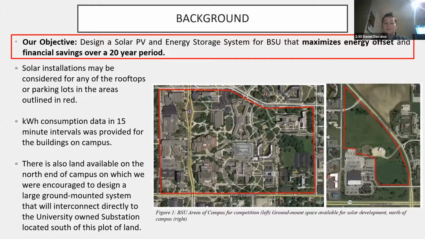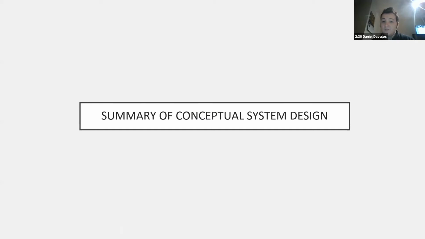So the district case that we were assigned is from Ball State University, located in Muncie, Indiana. The main objective is to create an energy storage system that maximizes the energy offset, as well as saves the university money over a 20-year period. As you can see, the areas highlighted in red are the campus areas that we can use to design. Next slide. So without further ado, I'm going to hand it off to Nobob, who will go over the conceptual design system.